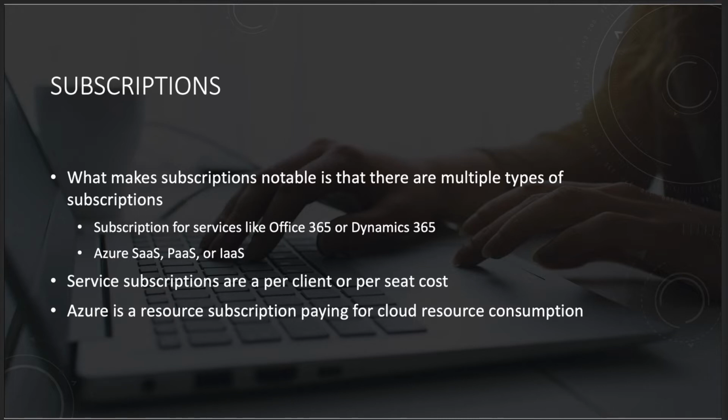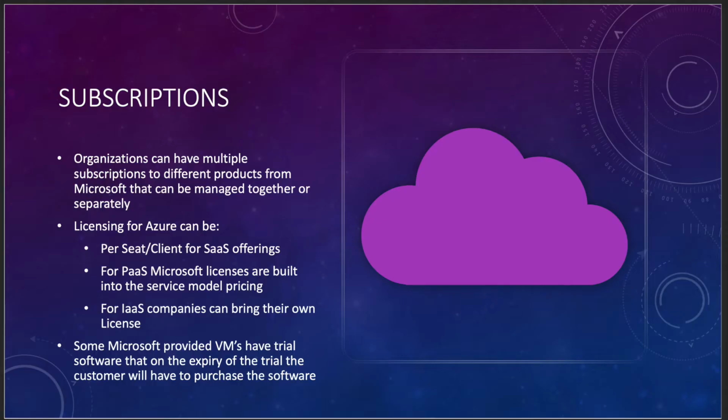Then you can buy specific Azure services, PaaS or IaaS, depending on what you've got. But the big thing to remember is that your service subscriptions, anything software as a service or buying a product like Office 365 or Dynamics, is a per seat or per client cost. Azure is resource consumption, so you're paying a resource subscription fee for using that product, and that's the big one, right? You are either doing software as a service and paying a per seat license, or you're doing Azure directly as resource consumption, a resource subscription to that particular product. So remember, that's the bit.